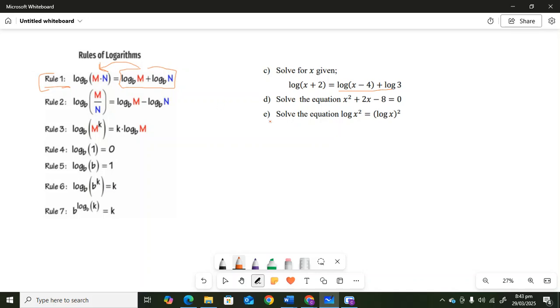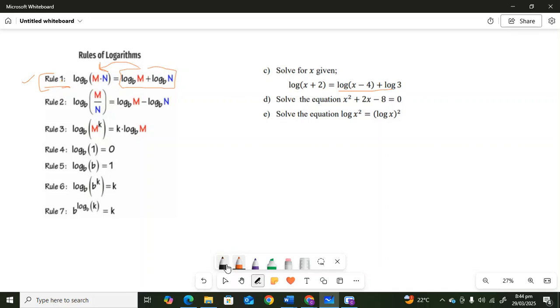Okay, because what we want to do for this equation, we need to first get rid of the logarithms. Once we get rid of the logarithms, then we can solve it like a normal algebraic equation. So usually when they give you equations with logarithms, if you see a plus sign, like how it is here, apply the product rule, which is rule number 1 here.